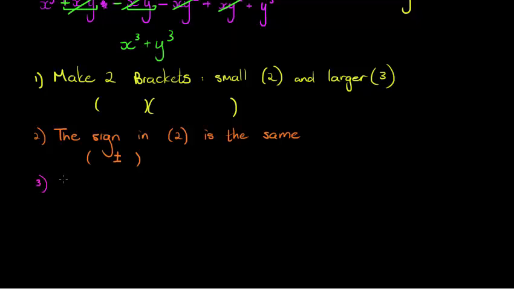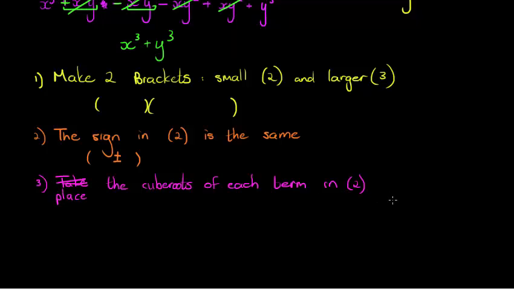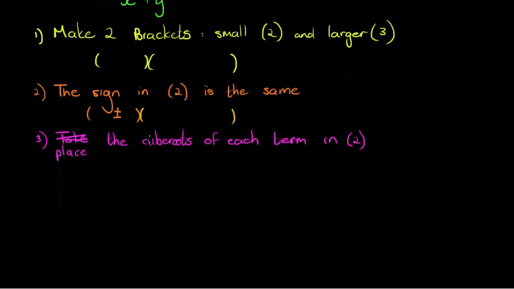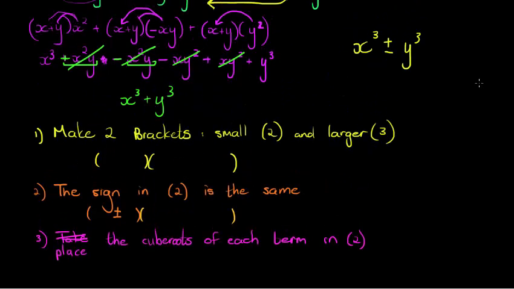Okay, third step, place the cube roots of each term in the smaller bracket. Obviously I just forgot to still keep my larger bracket here. I still have that larger bracket, just haven't started filling it in yet. Okay, so if I have x cubed plus y cubed, I'll take the cube root of each of those terms, which would be x and y.